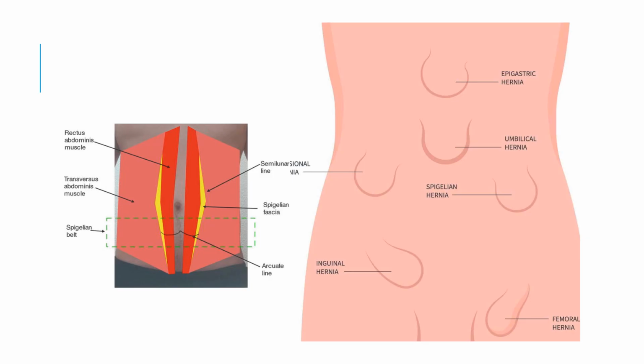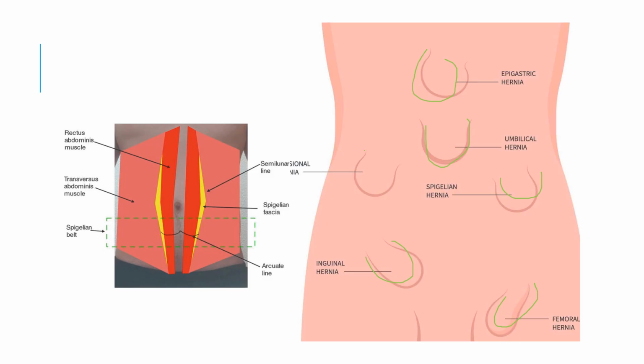Now these are based on the location. It is epigastric, around the umbilicus. There can also be paraumbilical. Any incision, there can be incisional hernia. This is inguinal hernia. This is femoral hernia. Then there is spigelian hernia.